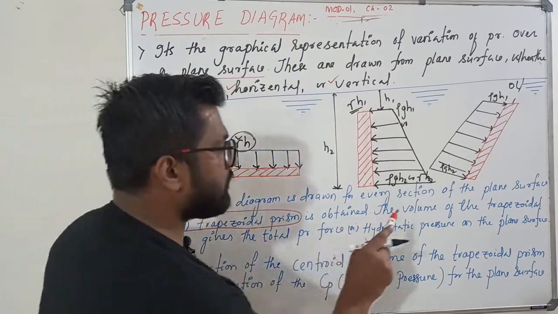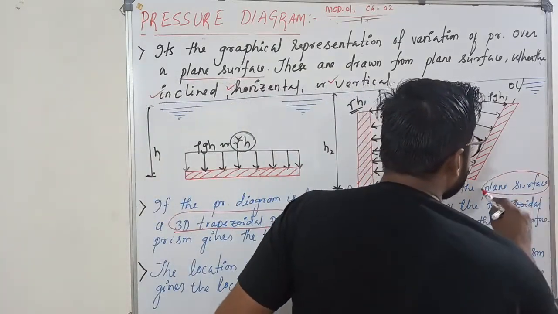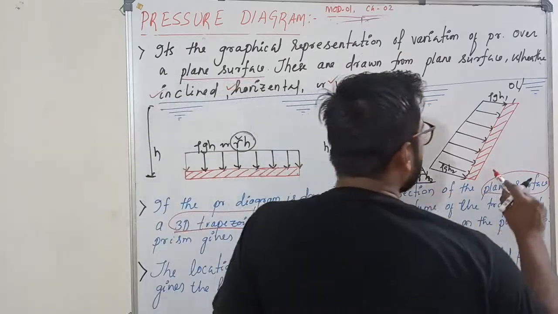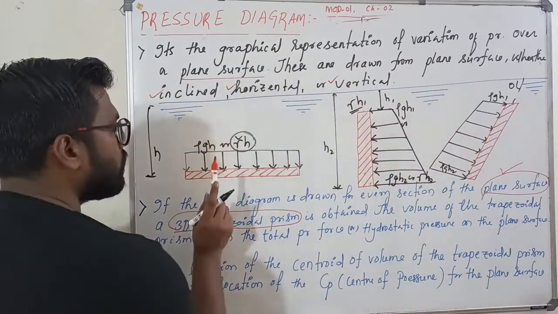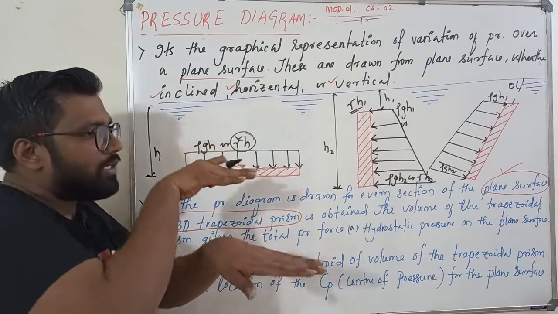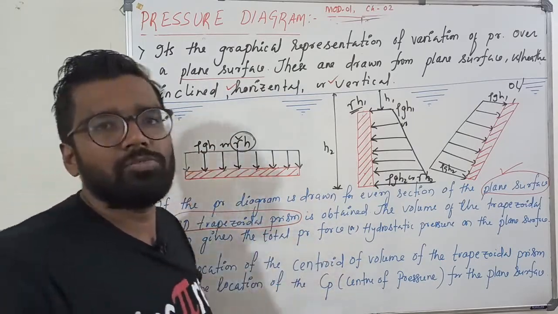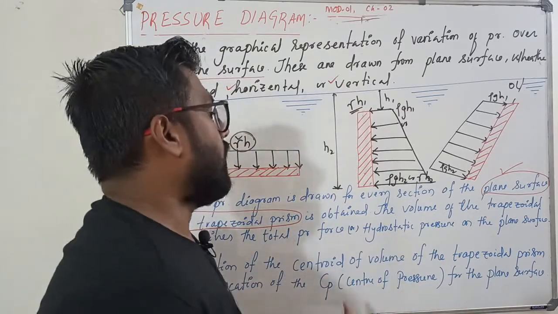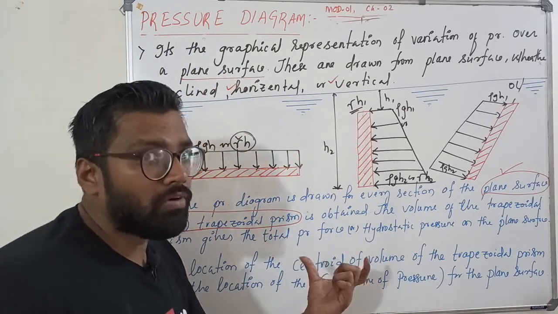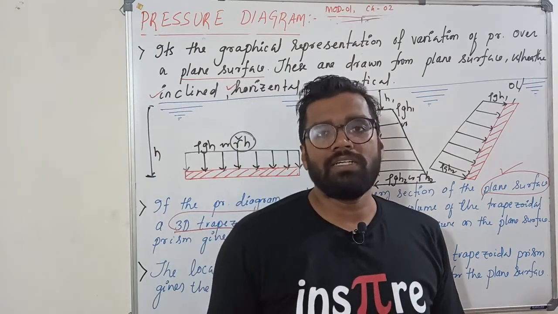Now remember, this is the plane surface. You'll get this trapezoidal prism only for the vertical case or inclined case. You are not going to get it for the horizontal case. For horizontal cases you'll get a cuboid kind of shape. You won't get a trapezoidal prism. Okay? Now, why are we studying this? See, it is a technique.